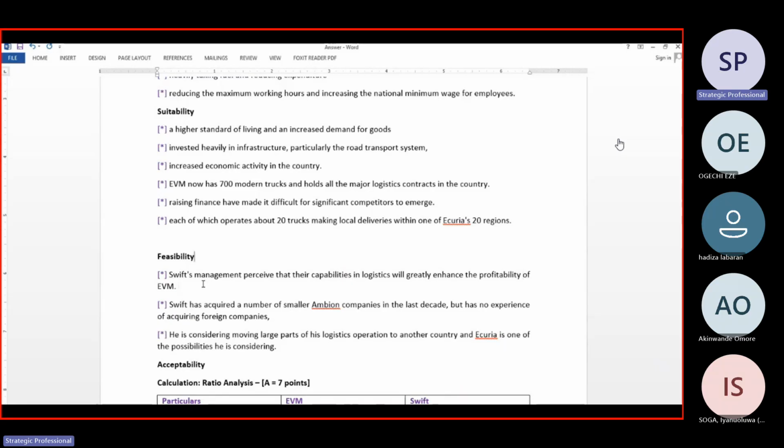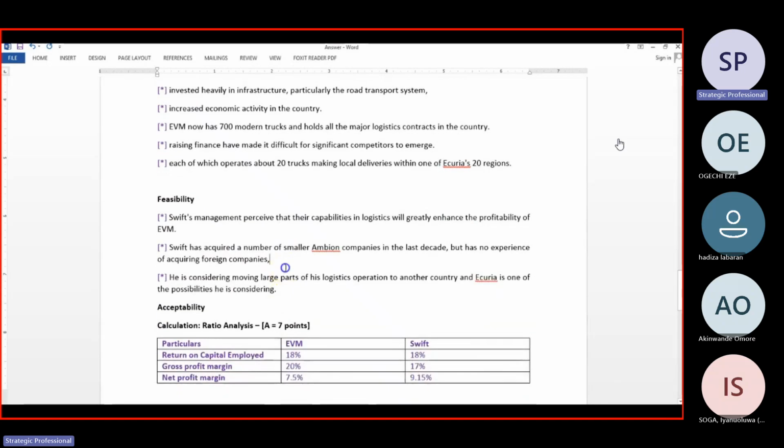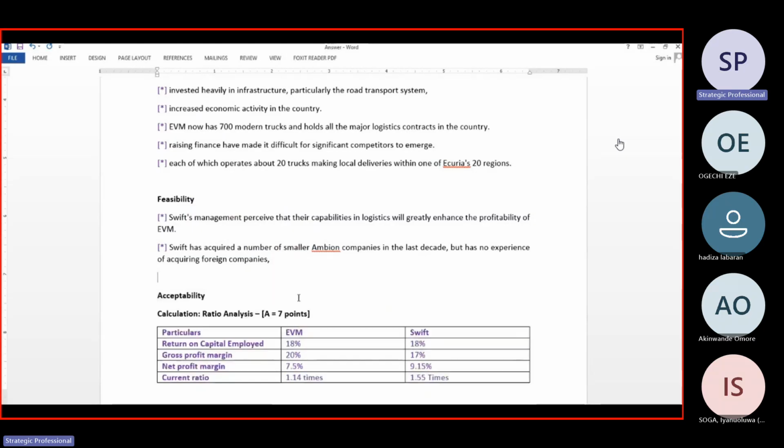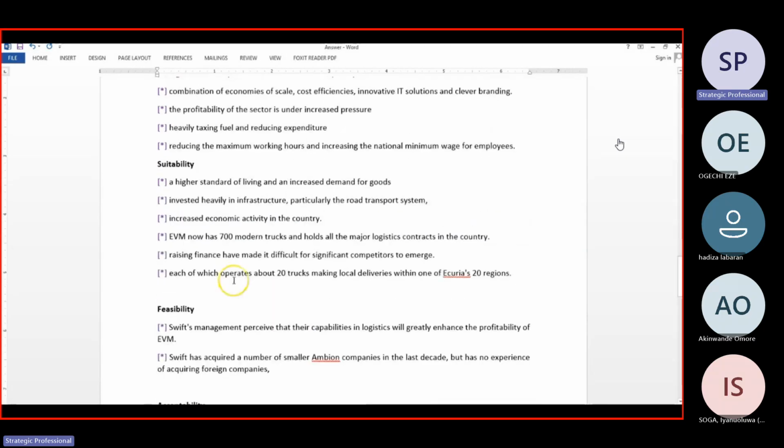And SWIFT company seems to have a lot of capabilities that they can use for EVM. Feasibility refers to whether our company has the capabilities to support the acquisition, and the management feels they can do it. SWIFT company has also acquired a large number of small companies, which is also a good capability on the side of SWIFT. And he's considering moving all his company to the new Ukraine country. This is an irrelevant point to our discussion.